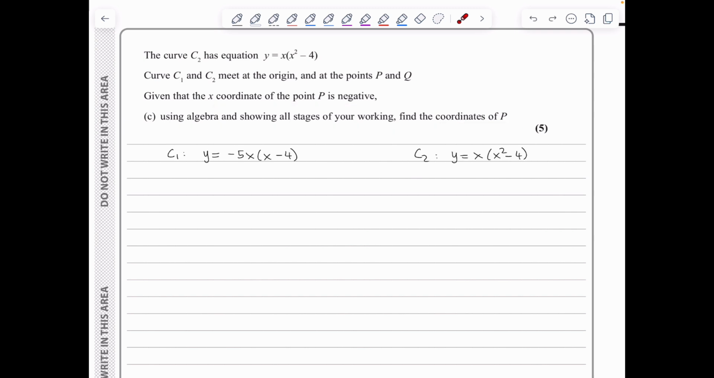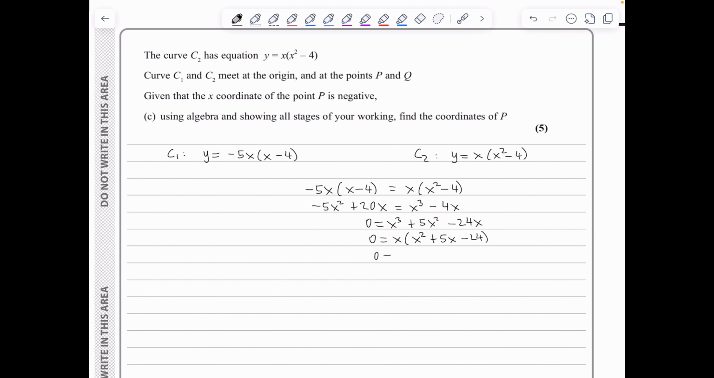So we've got two curves. To find the points of intersection, I will simply be equating the two. So minus 5x brackets x minus 4 is equal to x brackets x squared minus 4. I will expand both sides of the equation, leading to minus 5x squared plus 20x is equal to x cubed minus 4x, and I will be collecting everything on the right hand side, leading to 0 is x cubed plus 5x squared minus 24x. Well, we observe that x is a common factor, so 0 is x brackets x squared plus 5x minus 24, and I can further proceed with factorizing.